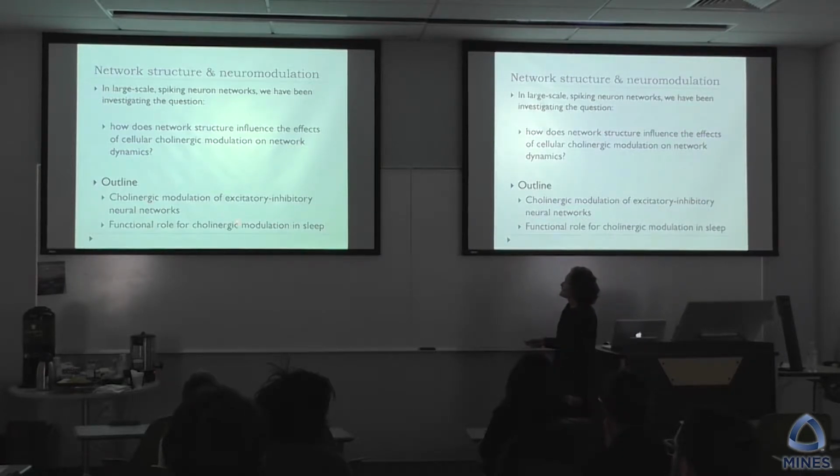So just as a brief outline of what I'll be talking about. First I'll talk about this cholinergic modulation of neural networks that contain both excitatory and inhibitory neurons and with different network structures, and then talk about a possible functional role for cholinergic modulation in sleep. All right, so let's look closely at what acetylcholine does to an individual neuron.